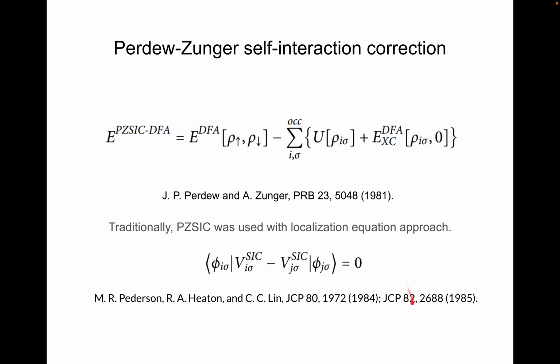Now, this was done in the 1980s, but you don't see as much application of the PZSIC beyond the atoms or the small-sized molecules. The reason for that was solving this localization equation was computationally very expensive. So you don't see the application of the PZSIC as much compared to other DFA methods.